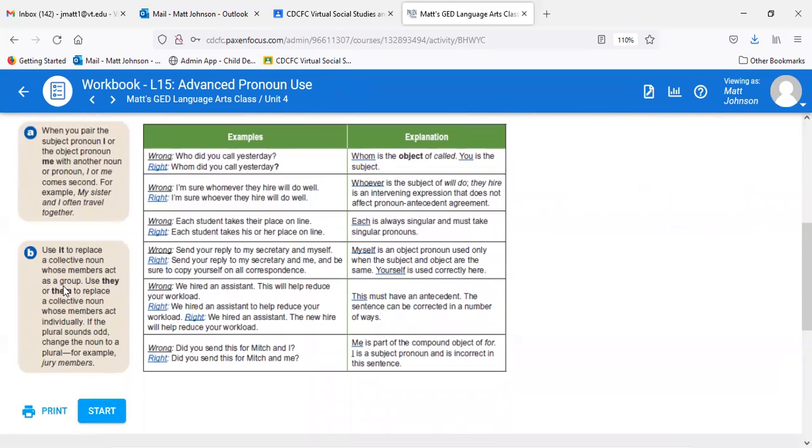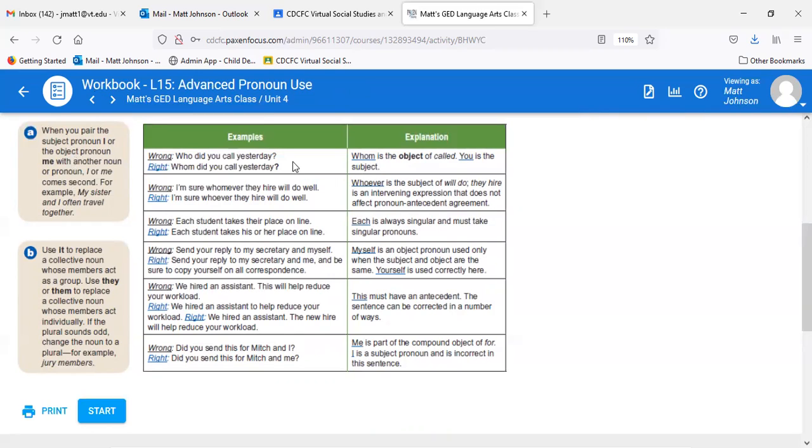Use it to replace a collective noun whose members act as a group. Use they or them to replace a collective noun whose members act individually. If the plural sounds odd, change the noun to a plural, for example, jury members. So that's the other thing we have to consider. When you're identifying the subject, is it plural or singular?